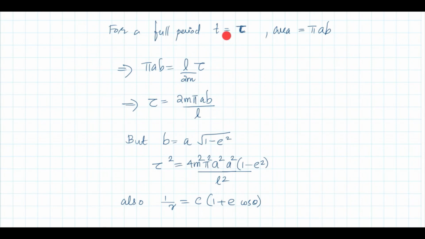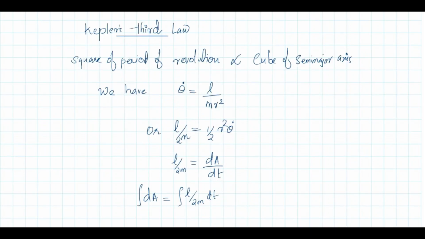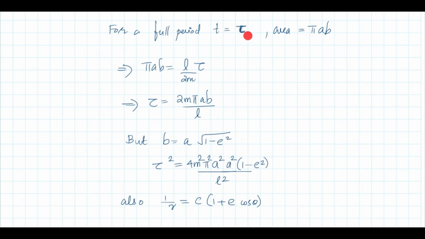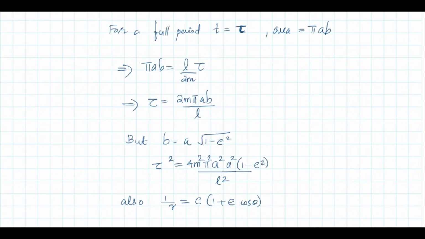For a full period, t equal to tau, let the period be tau. When it completes a full rotation, t is tau, and the area of the ellipse is given by pi a b, where a is the semi-major axis and b is the semi-minor axis. Area of an ellipse is pi a b. Substituting back here, integral dA becomes the total area, pi a b, and integral dt becomes tau, so L by 2m tau. So tau is equal to 2m pi a b by L.